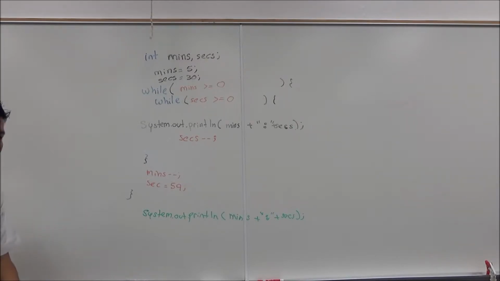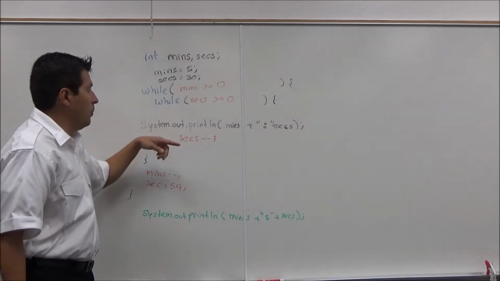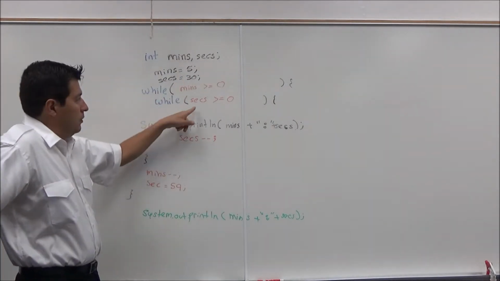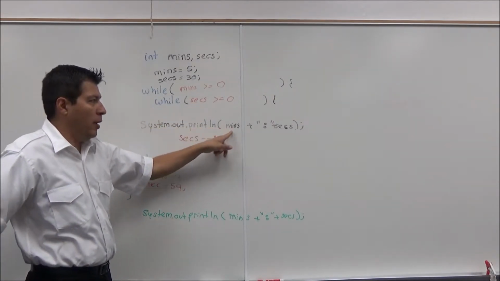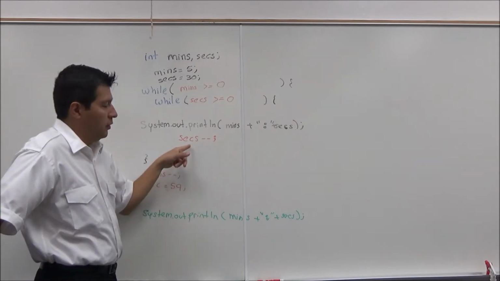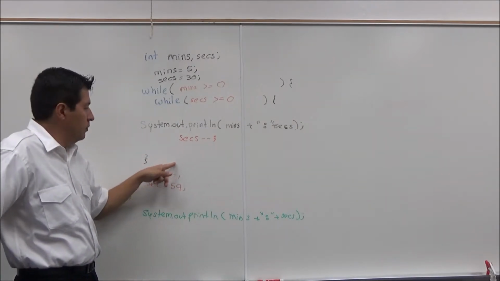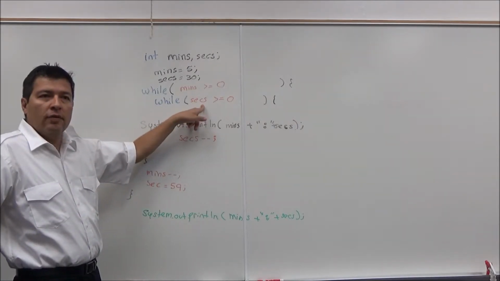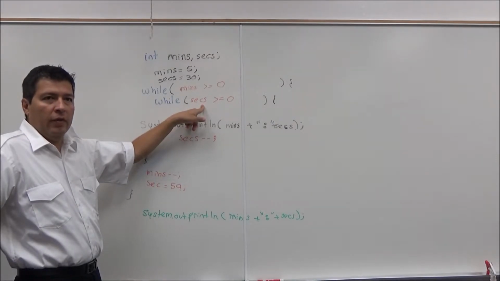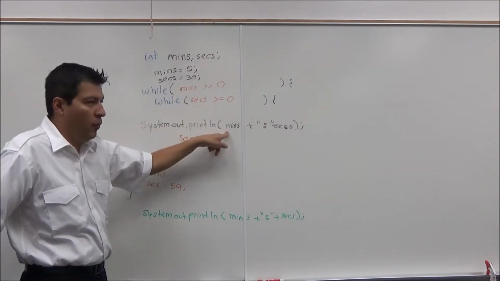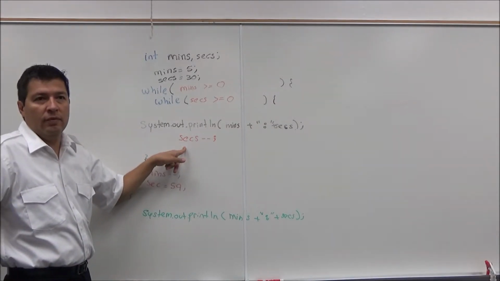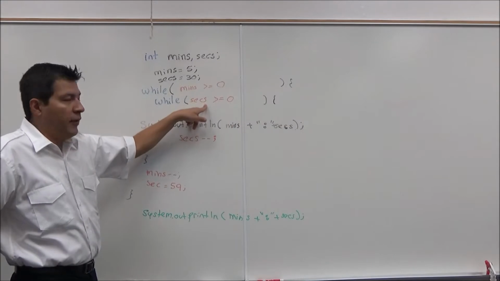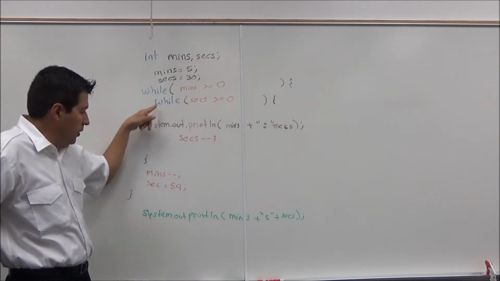So let's assume I have 1 minute, 1 second, right? So minutes is 1, seconds is 1, right? So is 1 greater than 0? Yeah. Displays 1 minute and 1 second, right? Decrement seconds to 0, right? Is seconds 0 greater or equal than 0? Yeah. So I display 1 minute and 0 seconds. I decrement seconds. What's the value of seconds now? -1. Is -1 greater or equal than 0? No. Exits the loop, right?